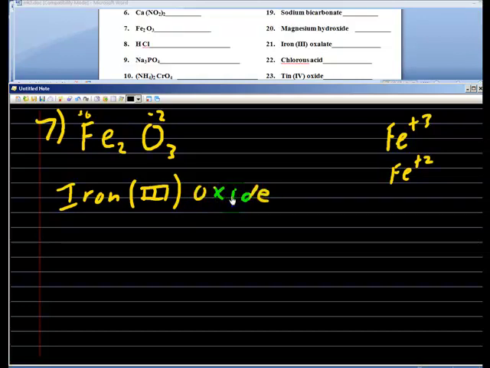Now, sometimes students confuse that this Roman numeral here somehow relates to this number, which actually is telling you how many of the atoms. It doesn't. This number right here is telling you the ion charge that is on it. This subscript is telling you how many of that atom there are.